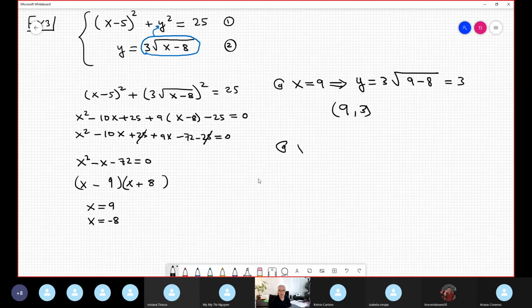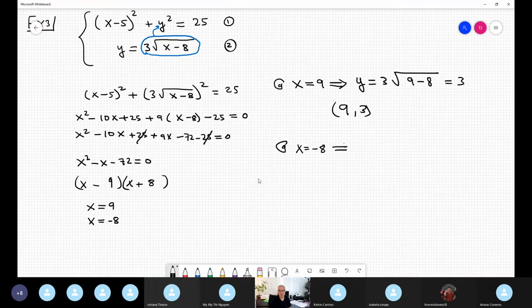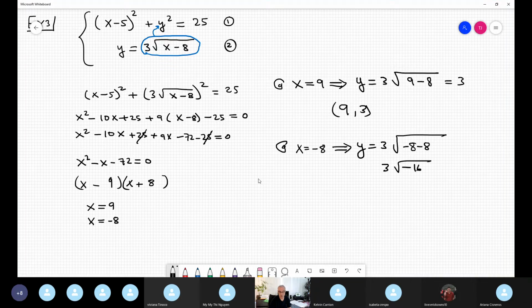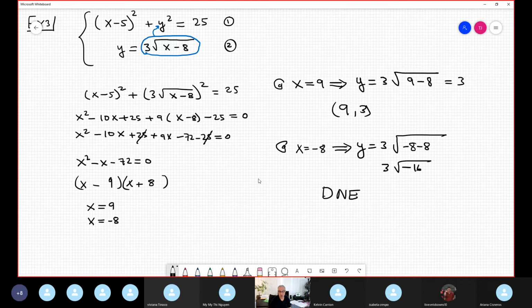Another possibility is x equal negative 8, y is equal 3 times square root of negative 8 minus 8, which is negative 16. 3 times square root of negative 16 is an imaginary number. When in algebra you get an imaginary number, it's because the solution does not exist. Not wrong, does not exist. So we have only one solution point, which is 9, 3. In order to understand this graphically, geometrically, what's the reason that we have only one solution, not two.